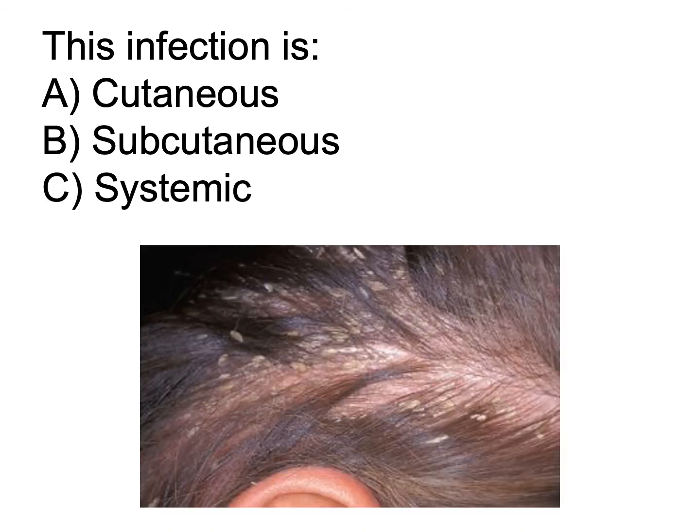This infection is A, cutaneous, B, subcutaneous, C, systemic. The answer is A, cutaneous. This infection is dandruff. So that would be a superficial cutaneous infection caused by a fungus. So you can see it affects the hair. So remember, cutaneous can affect the epidermis, which is the surface of your skin. It can affect your hair, and it can affect your fingernails and toenails. So this is cutaneous.